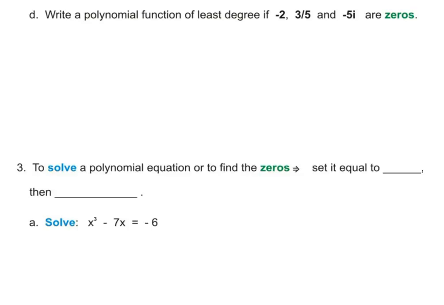Okay? So we've got negative 2, 3/5, and negative 5i are zeros. And I didn't want that negative 2 to be there. Get rid of that negative 2. It was in the first edition of the notes. Is that there on your notes? Okay, get rid of that. Just 3/5 and negative 5i are zeros.